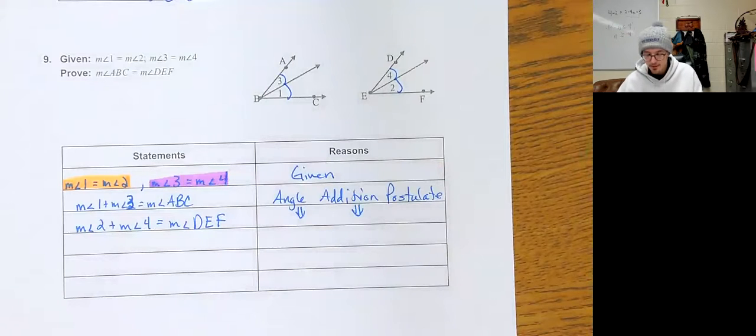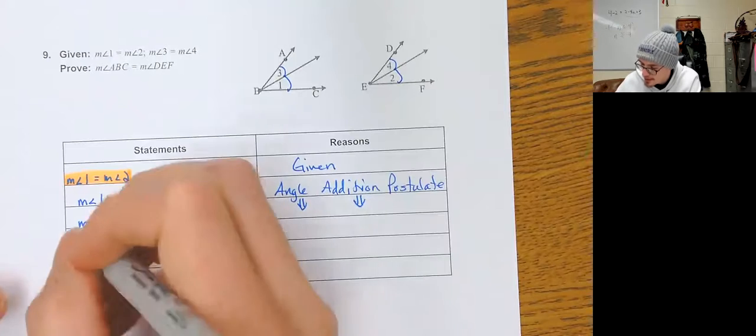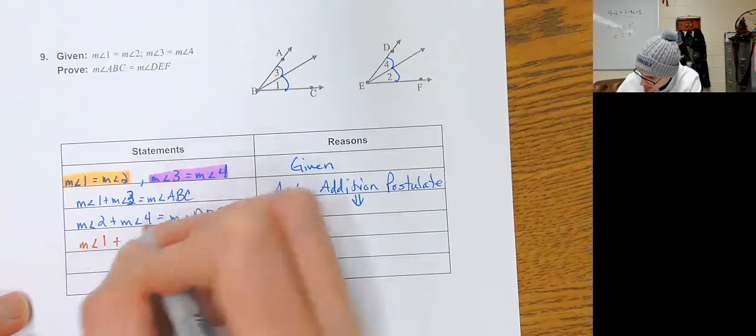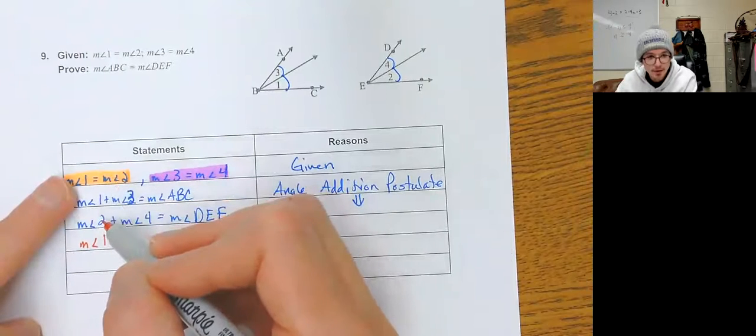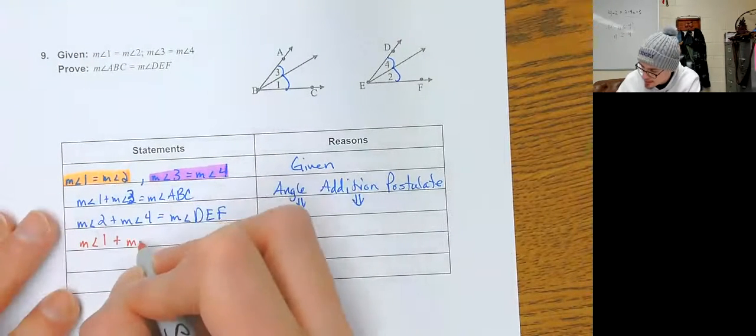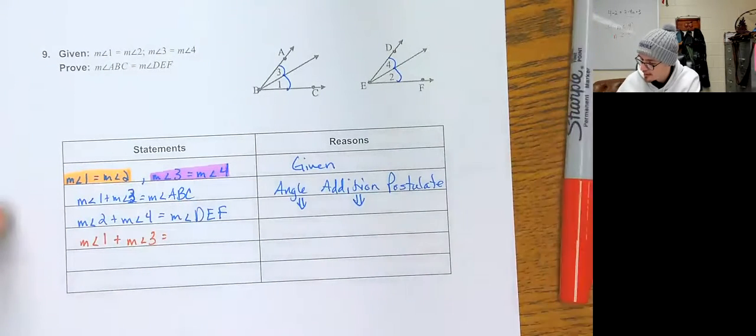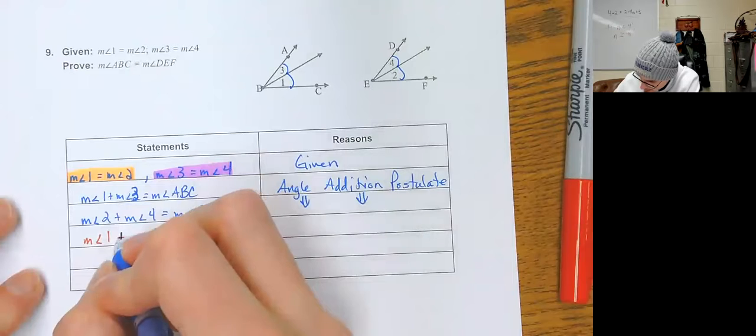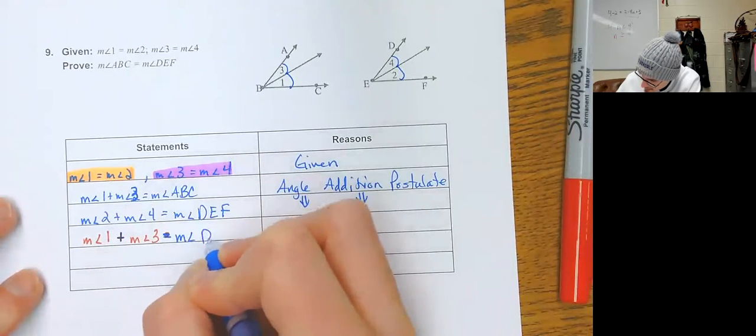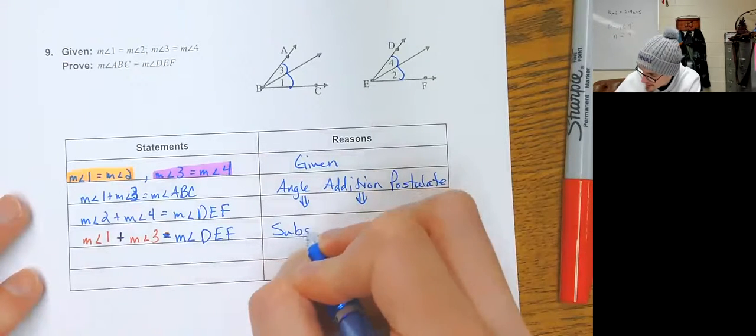So for this one, I am going to substitute in the measure of angle 1 plus, because I just substituted in 1 for 2, and here I'm going to substitute in 3 for 4, the measure of angle 3 equals, and really, let's make this blue, equals the measure of angle DEF. So I just use substitution.